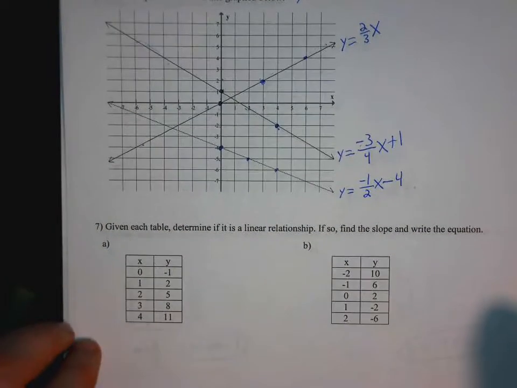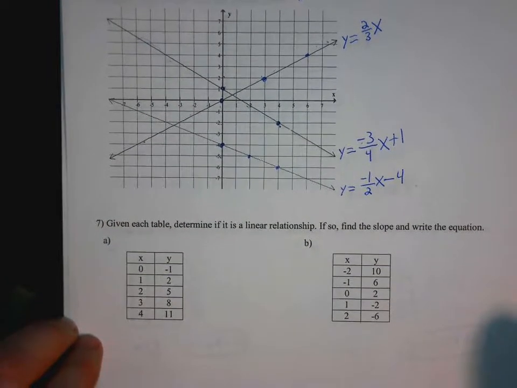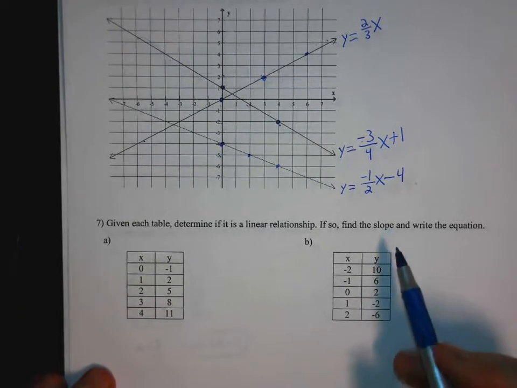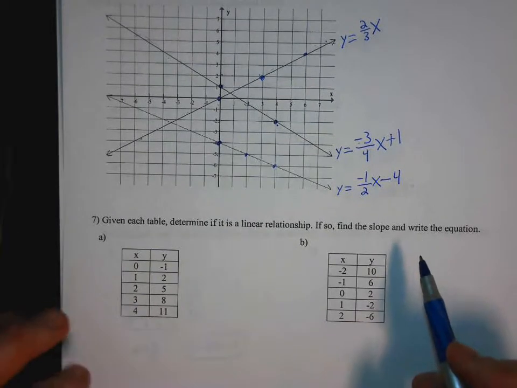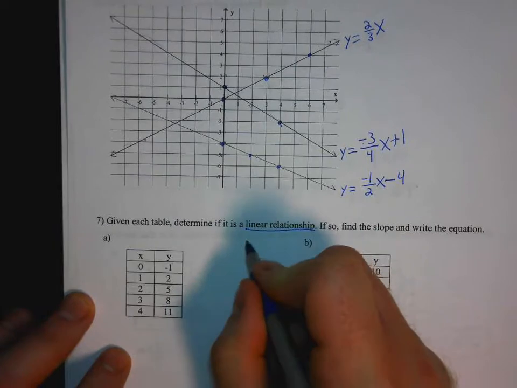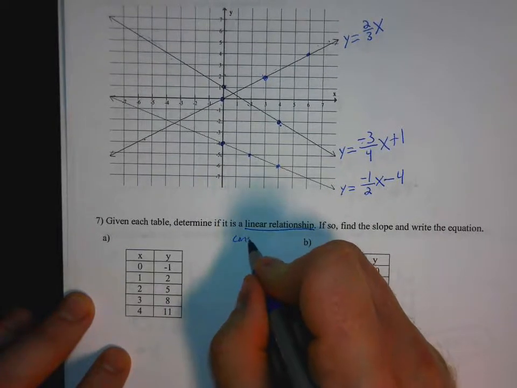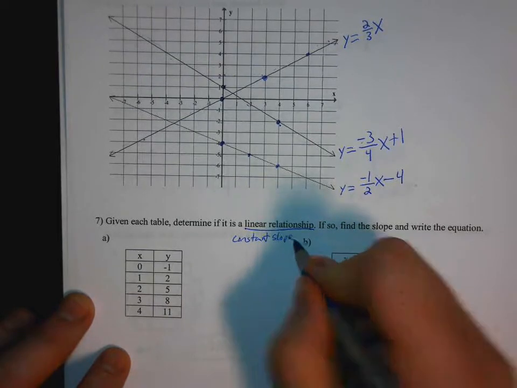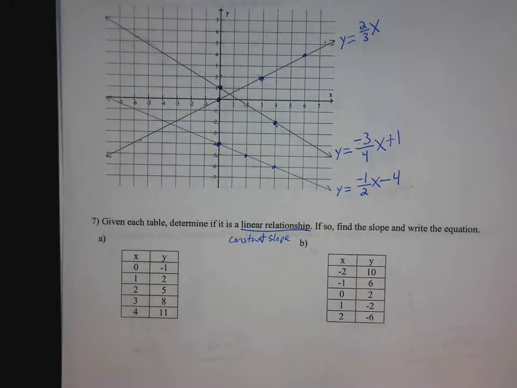Okay, moving right along to number 7. So given the table, we're going to determine if we have a linear relationship. If so, find the slope and write the equation. Okay, so in order to be a linear relationship, that means we have to have a constant slope. Okay, so what that means is, between any pair of points, the rate of change, or the slope, has to be the same.